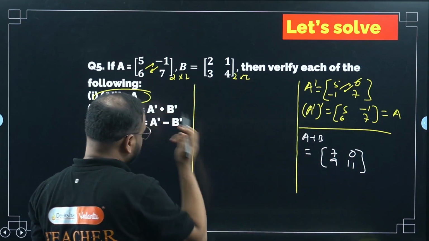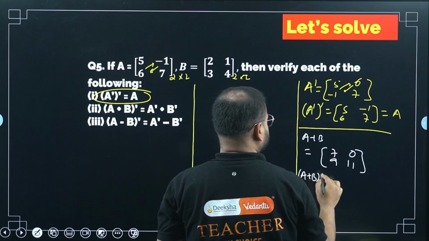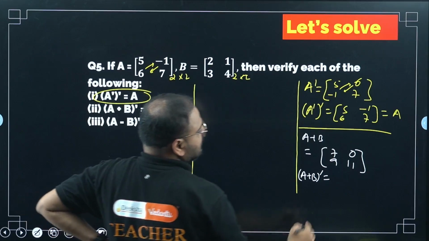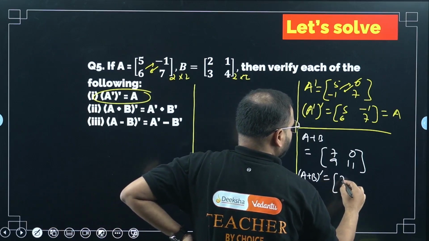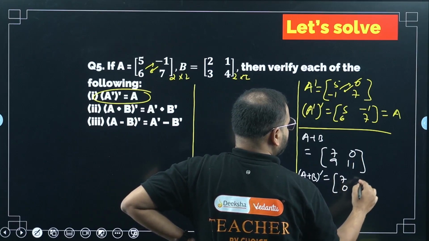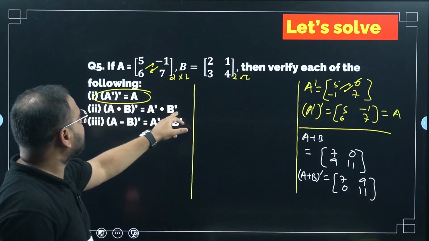They're saying transpose of A plus B. How will that look? If I have to take the transpose, I'll keep the diagonal the same because it is a square matrix, and interchange 0 and 9. So this will be 0, this will be 9. This is A plus B transpose. Now they are saying to check whether this is true or not.